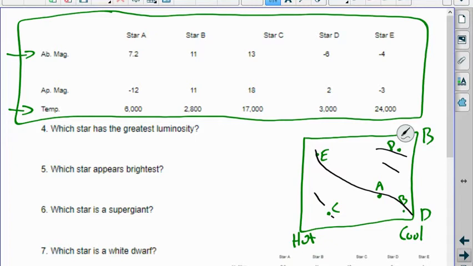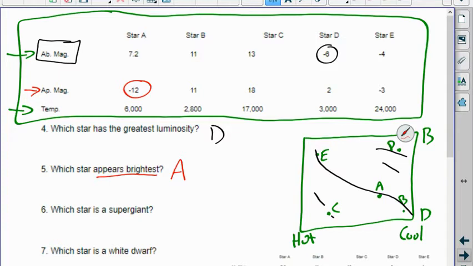So now I'll go through and answer the questions, and I can consult this graph over here. So which star is the greatest luminosity? It'd be the stars that are highest up, but then I can just say greatest luminosity again, look at the absolute magnitude, look for the smallest number, and a -6 is the smallest number. So star D has the greatest luminosity, the greatest brightness. Which star appears the brightest? You look at the apparent magnitude, and once again, you look for the smallest number, and a -12 would be the smallest number. So star A appears the brightest.